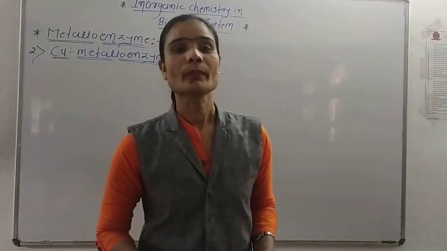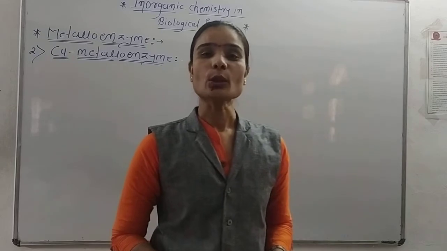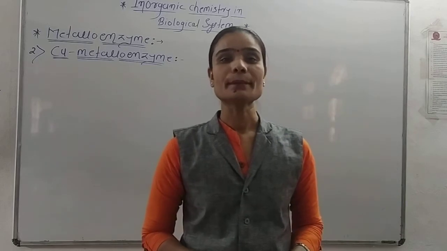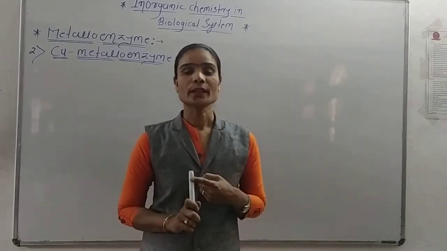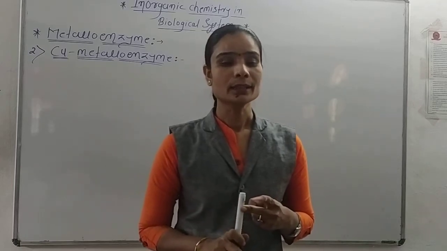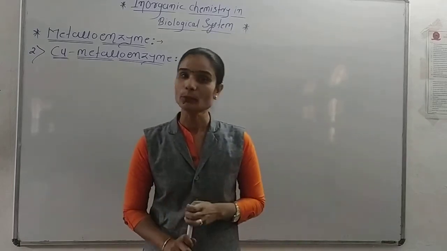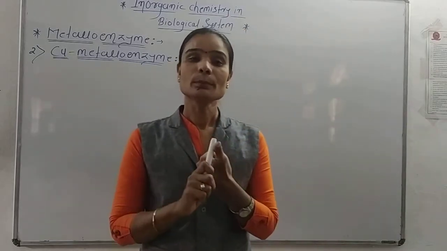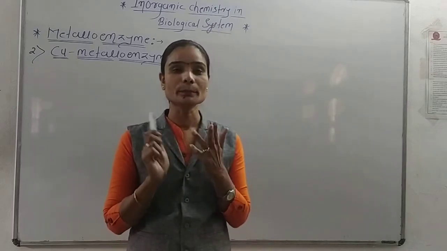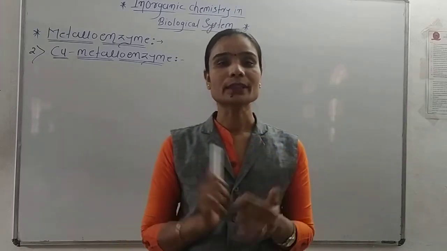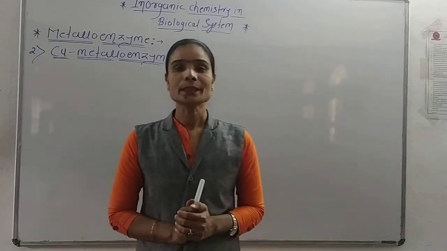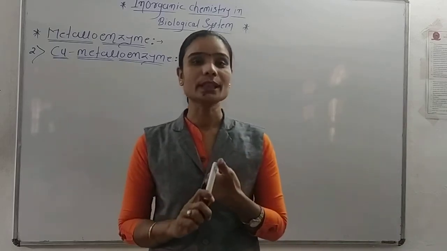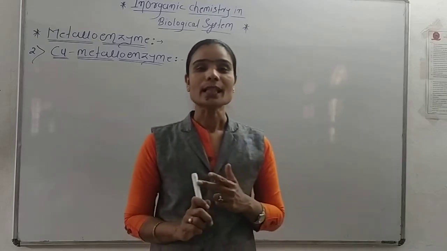Hello friends, welcome again. In the last lecture we started the second metalloenzyme, that is the copper metalloenzyme, and we already know that copper metalloenzymes are of six types: ceruloplasmin, plastocyanin, tyrosinase, superoxide dismutase, cytochrome C oxidase, and the sixth one is hemocyanin. But out of these six, only three are the most important copper metalloenzymes, and these are superoxide dismutase, cytochrome C oxidase, and the last one is hemocyanin.